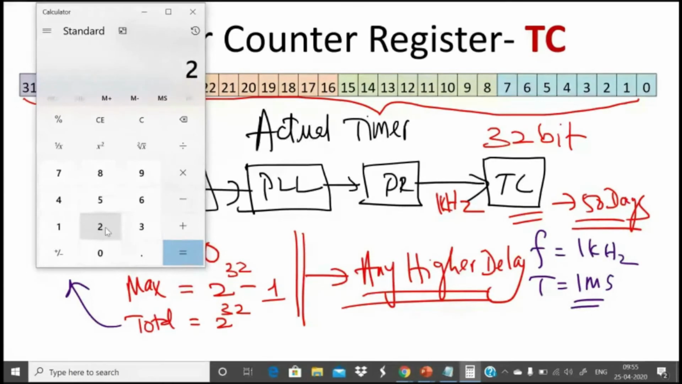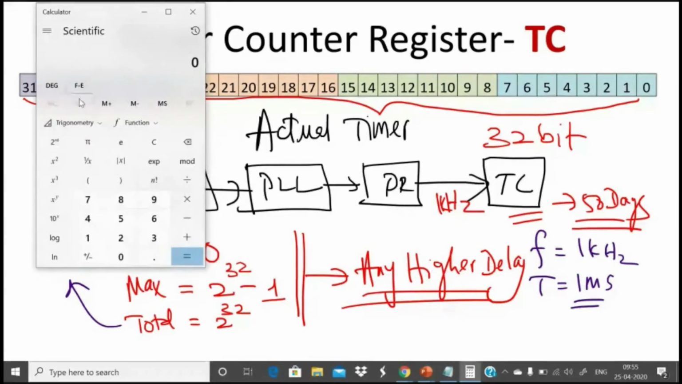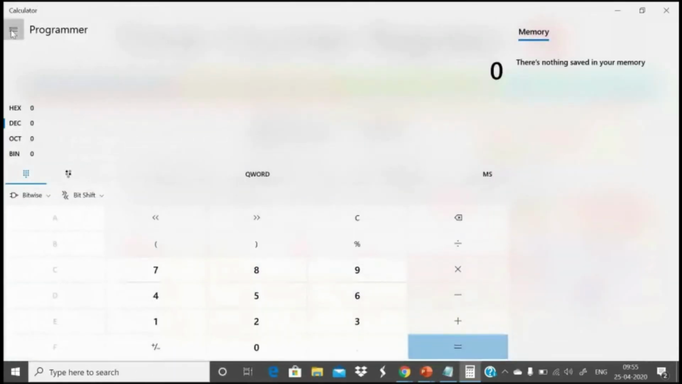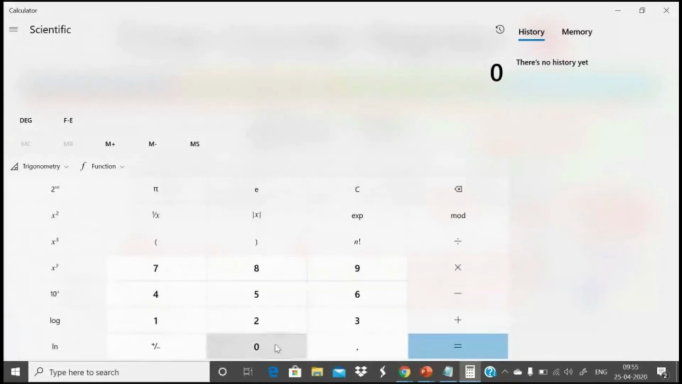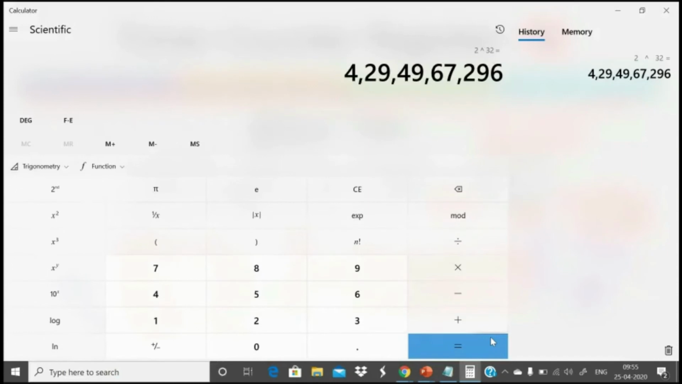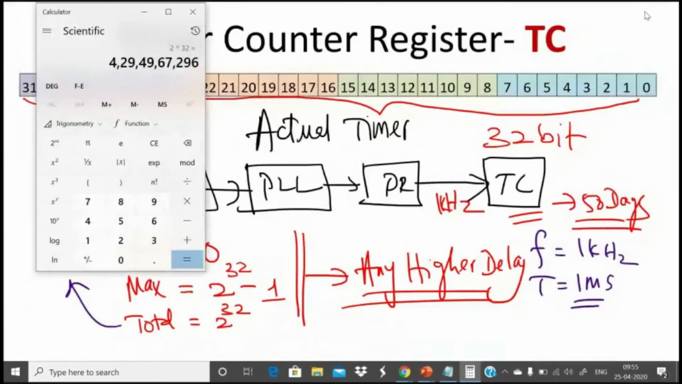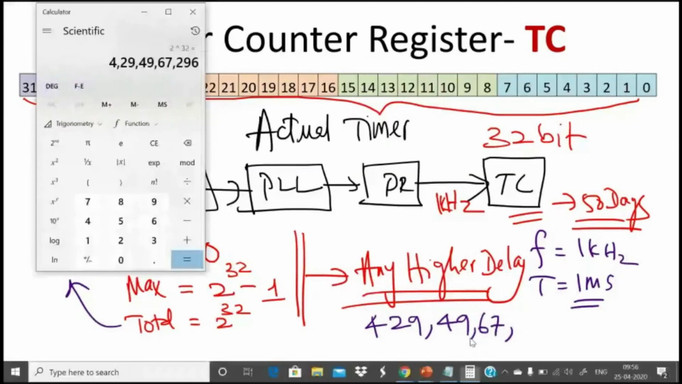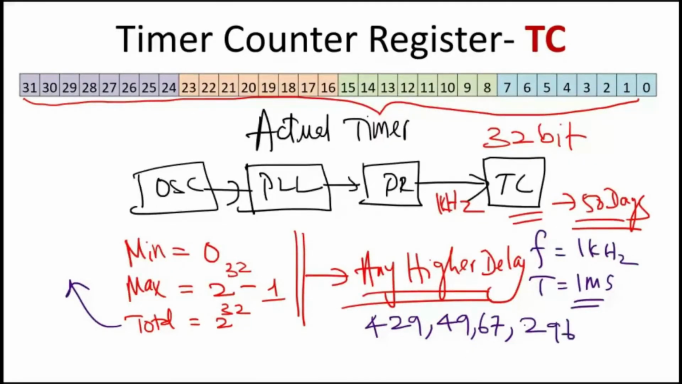I go to scientific mode on the calculator. 2, x to the power of y, 32, equal to 429 crores 49 lakhs 67,296. This is the total count, 2 power of 32.